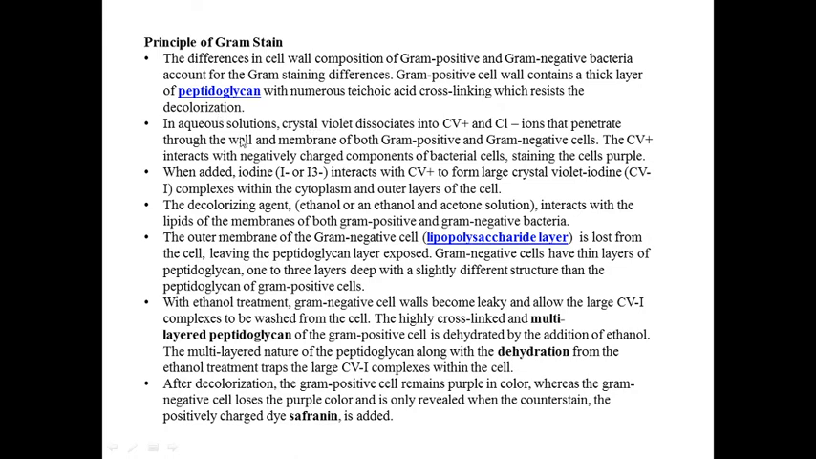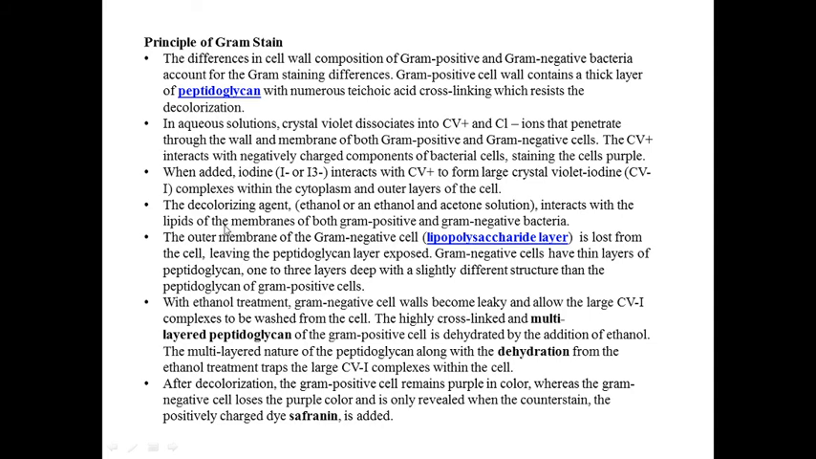Okay, see, now in aqueous solution the crystal violet dissociates into crystal violet and chloride ions, and they penetrate through the cell wall and cell membrane of the gram positive and gram negative cells. Now, these crystal violet ions interact with the negatively charged components of the bacterial cell, staining the cells purple. So all the cells appear purple in color, and when we add the iodine, it interacts with the crystal violet ion to form a crystal violet iodine complex within the cytoplasm and outer layer of the cell. Then when we apply the decolorizing agent, it interacts with the lipids of the membrane.